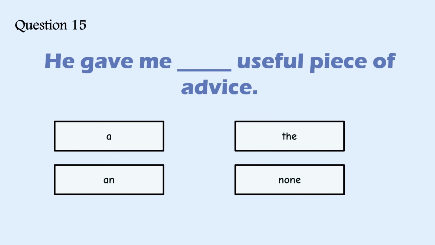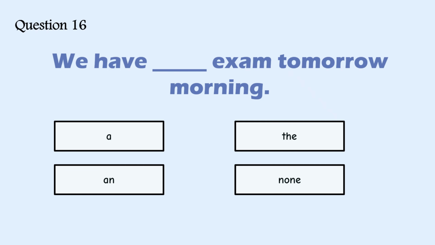Question 15. She gave me dash useful piece of advice. The correct option is a. He gave me a useful piece of advice. Question 16. We have dash exam tomorrow morning. The correct option is an. We have an exam tomorrow morning.